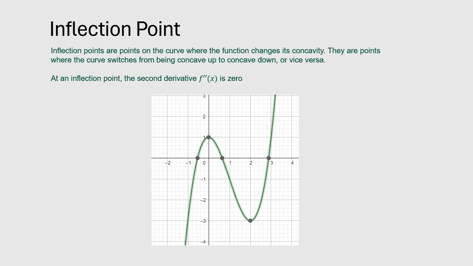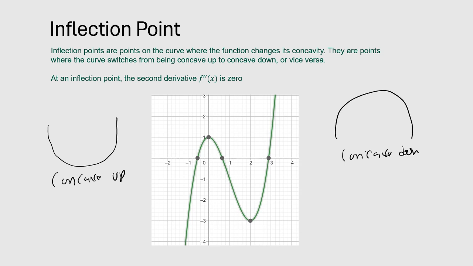An inflection point is a point on the curve where the function changes its concavity. So we have concave up and concave down. If you have this, this is what we call concave up. And if you have this, this is what we call concave down. So the inflection point is the point where the curve switches from being concave up to concave down or vice versa. Mathematically, we say it is where the second derivative is 0.